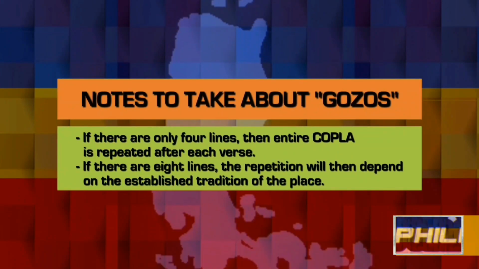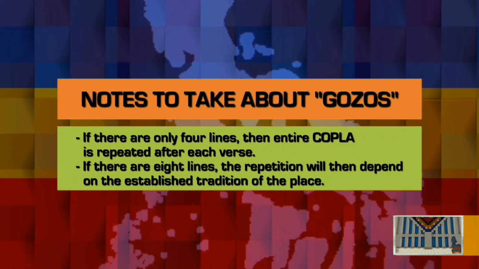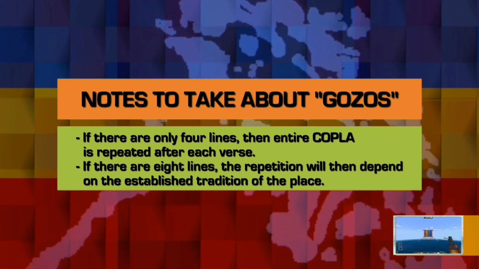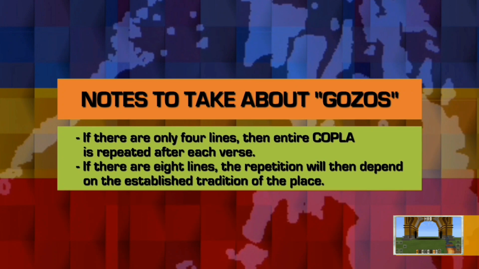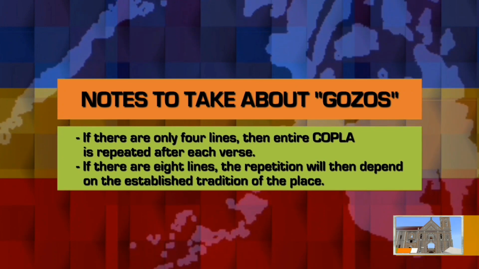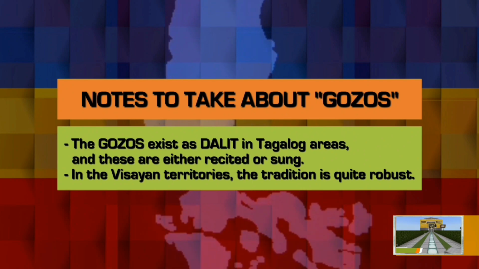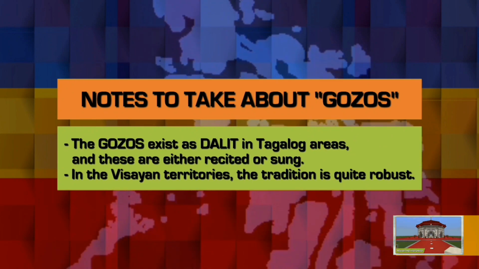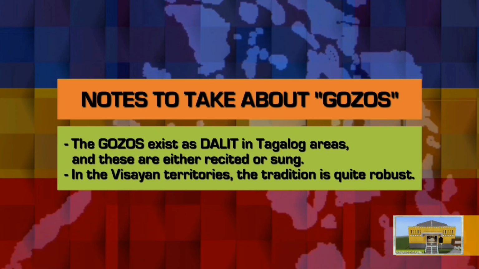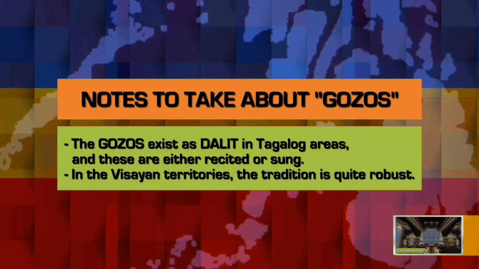If there are only 4 lines, the entire copla is repeated after each verse. If there are 8 lines, the repetition will then depend on the established tradition of the place. The gozos exists in Ilocano and Tagalog areas, and these are either recited or sung. In the Visayan territories, the tradition is quite robust.